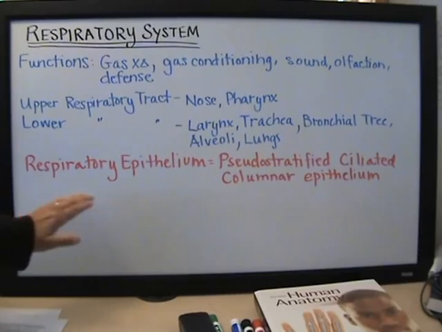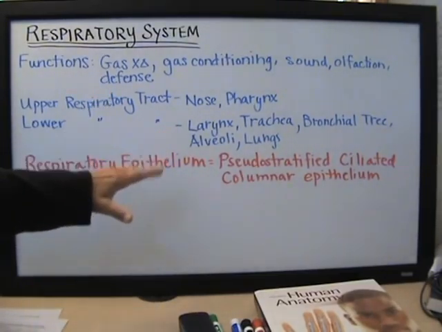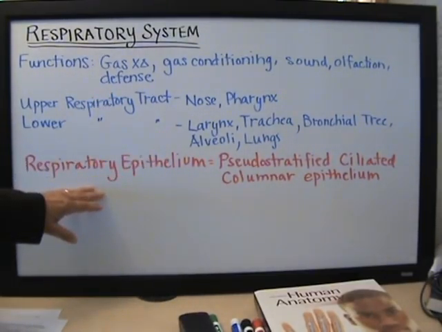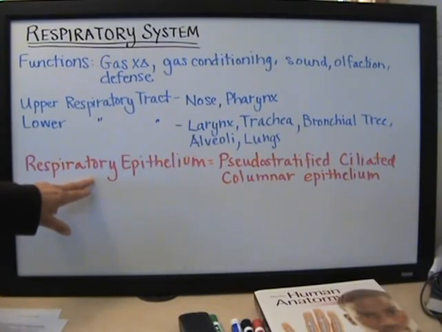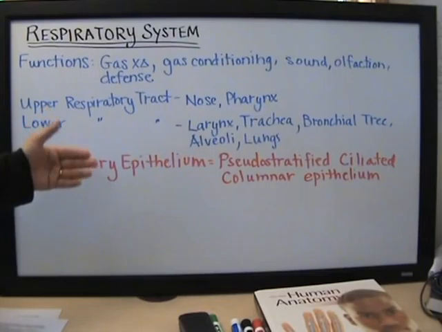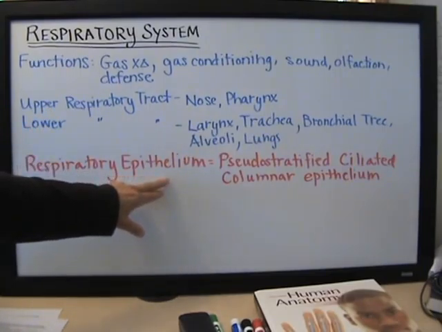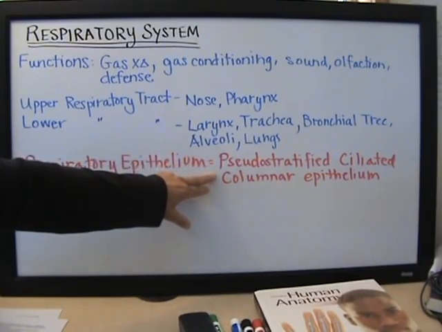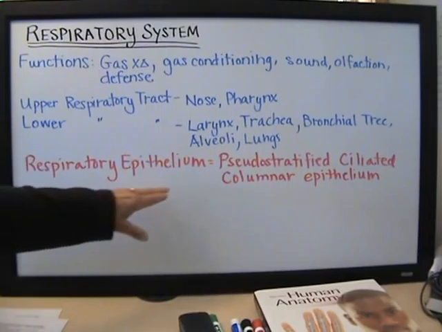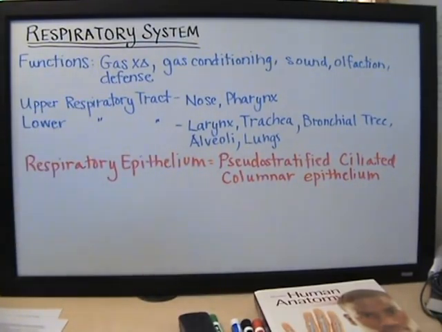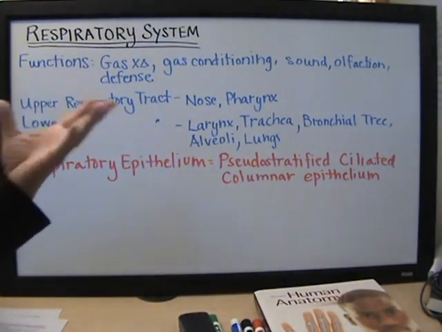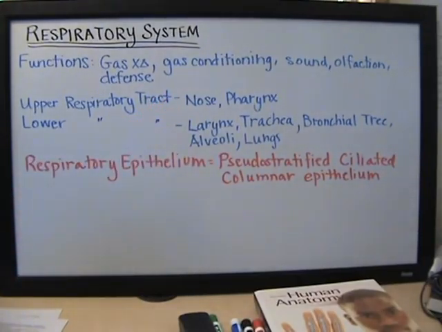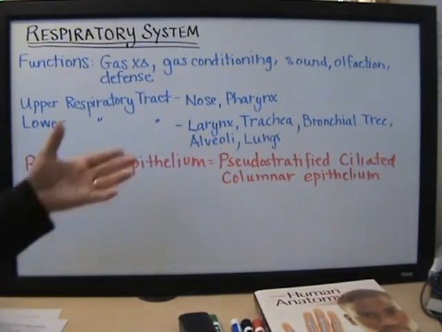One thing to remember, almost throughout the whole respiratory system, we have what's called the respiratory epithelium, or mucous membrane, sometimes called. This is made up of pseudostratified, ciliated columnar epithelium. Okay, so the respiratory epithelium is pseudostratified, ciliated columnar epithelium. Now there are some areas where this is not the case.